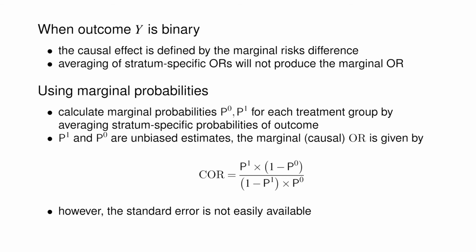And what are the odds of the outcome in the treatment group? It's P1 divided by its complement. And what are the odds in control groups? It's the P0 divided by its complement. Easy. However, the standard error of this estimate is not easily available.